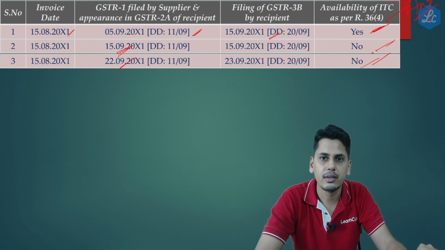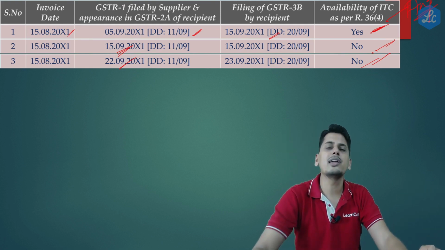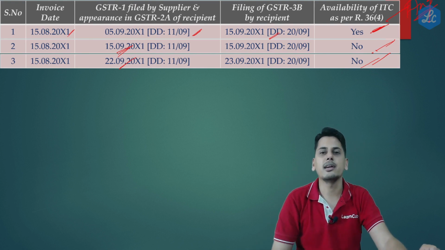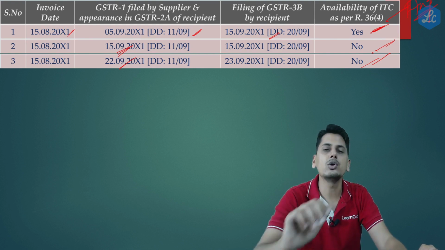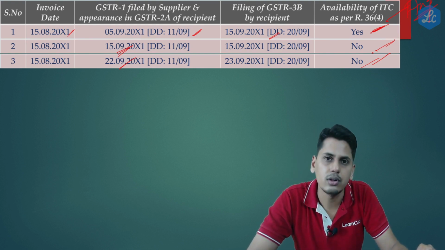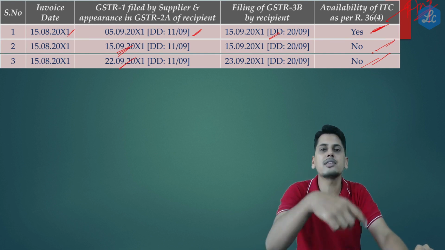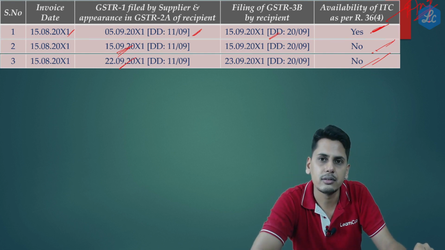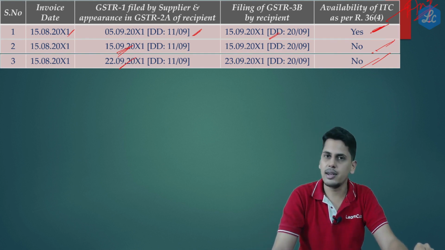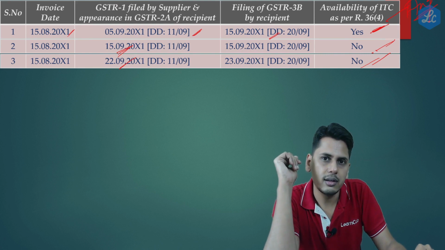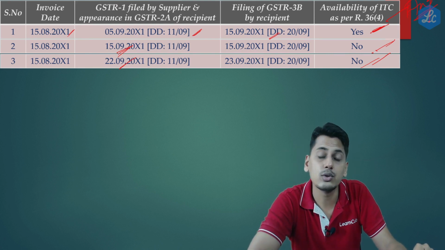Whatever details which are filed by my suppliers in GSTR1, it is going to appear in my 2A. So now the industry is questioning, how am I supposed to know, looking into the 2A, which of the suppliers have filed the returns within due date and which of the suppliers have filed the returns after the due date? So the government says it's very simple. What is the due date for August month? 11th September.